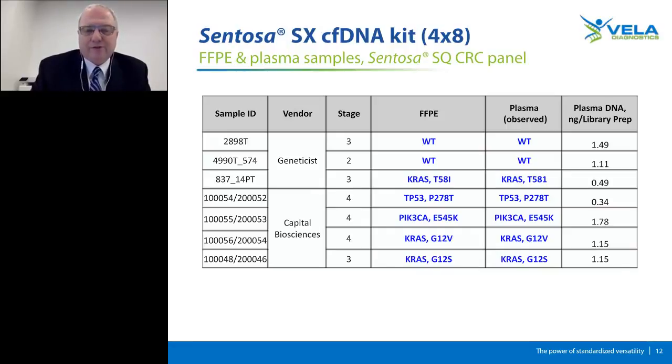The next sample was a stage 3 sample material with 2 mutations present, with a KRAS mutation of T581. The plasma observed mutation was also the same as the FFPE mutation, and again, note the amount of nanogram per library prep at 0.49. Likewise, for the following samples, we also detected a TP53 mutation, a PIK3CA mutation, and 2 additional KRAS mutations. Again, down to a very low amount of material per library prep.